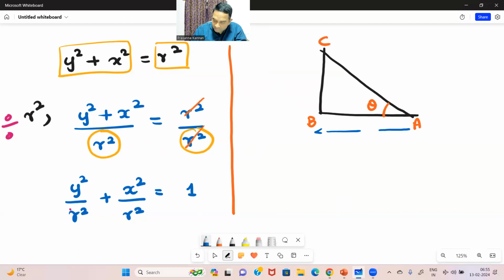What is this side? It's the base, right? And I'm representing it using x. And what is this side? BC? BC is perpendicular. I'm representing it with y. And what is AC? Hypotenuse. Yes, I'm representing it with r.